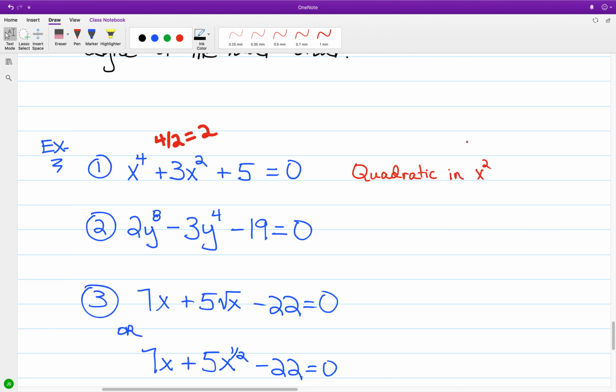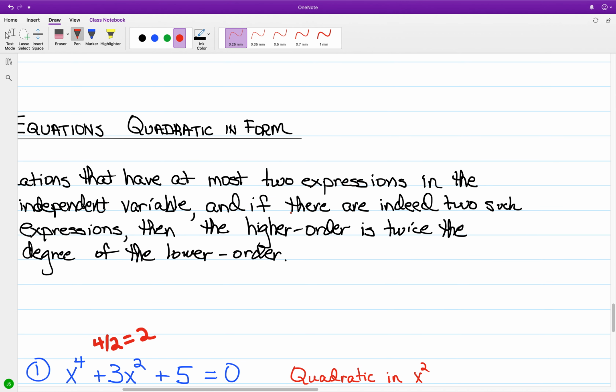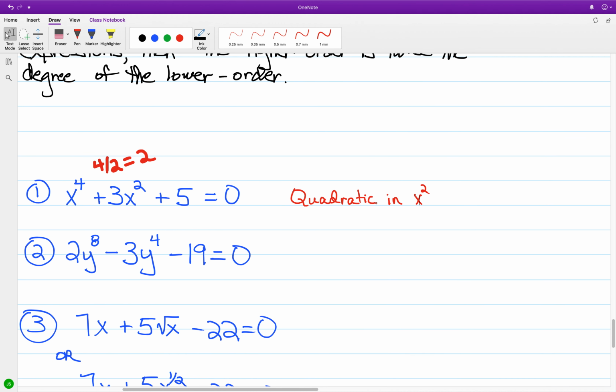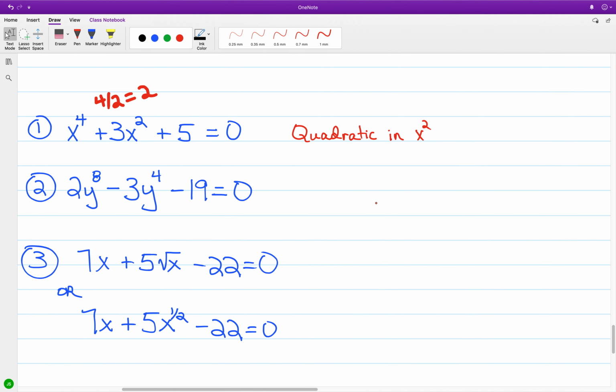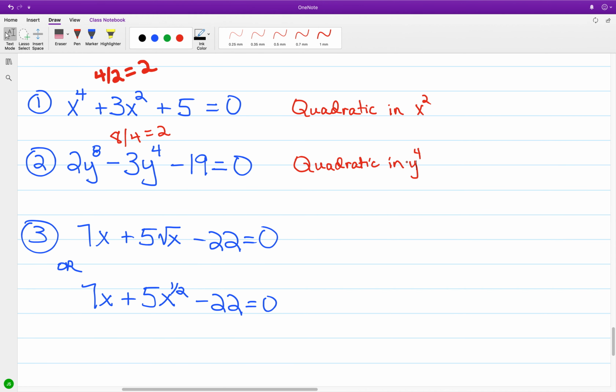Another case of what we have to be quadratic in form is going to be what we have with 2y to the 8th minus 3y to the 4th minus 19 is equal to 0. And higher order expression we have at 8, lower degree we have at 4. And again, so you have a 2-to-1 ratio, and this equation would be regarded as quadratic in y to the 4th.